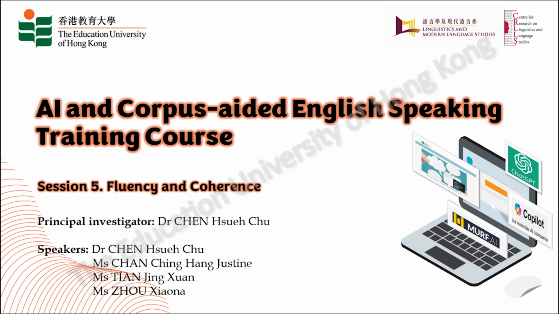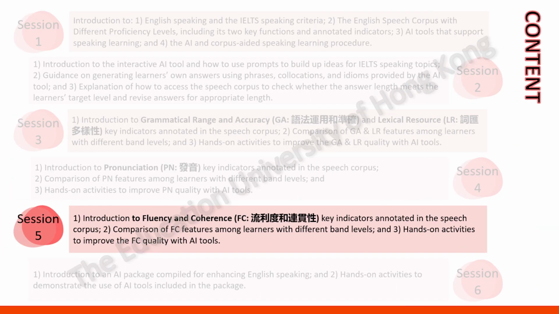Good morning, everyone. In the last session, we tried to communicate with ChatGPT on Poe and receive feedback on pronunciation. In this session, we will focus on fluency and coherence. I will first introduce the marking criteria of fluency and coherence in the IELTS speaking test, then compare the fluency and coherence features among learners with different band levels, use ChatGPT to receive oral feedback, and introduce a text-to-speech AI tool, which can make human-like voice.